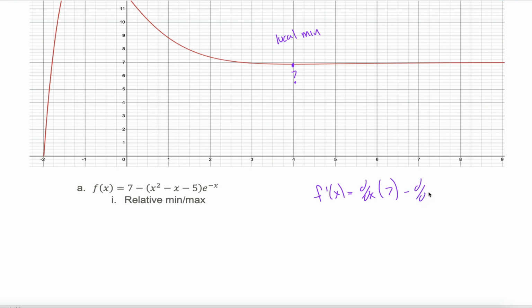The second term is x squared minus x minus 5 times e to the negative x power. When I take the derivative of that term, I'm going to end up using the product rule. So from this term I get a 0. From that I want to subtract.